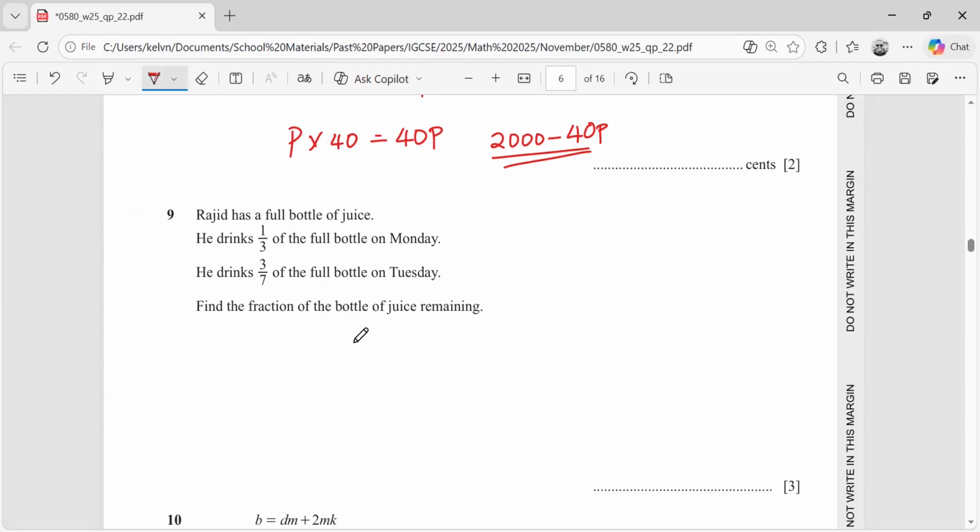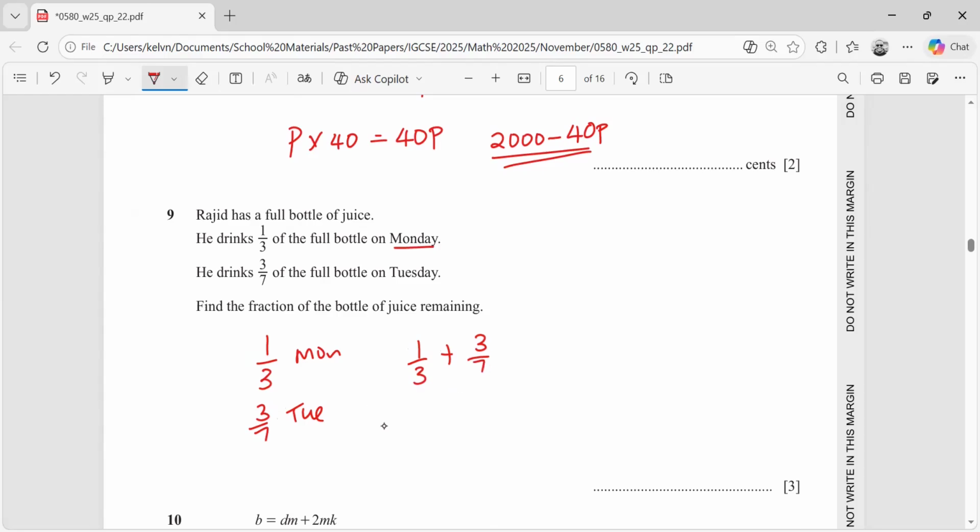Okay, so a question like this, we just break it down. So this is on Monday. We just pick on Monday. This is what he drinks. And then on Tuesday, we have 3/7. Now we can actually add to get to know how much he drank for the 2 days, right? Because if we add, we will get the fraction or total for both days. So we can just do 1/3 plus 3/7.